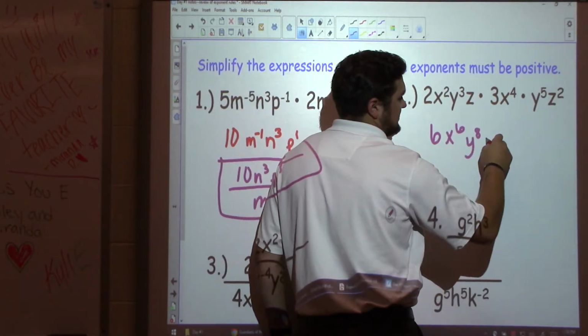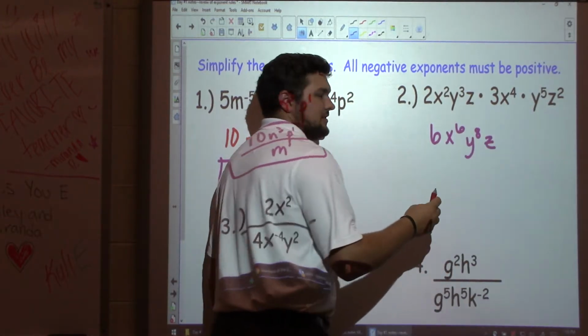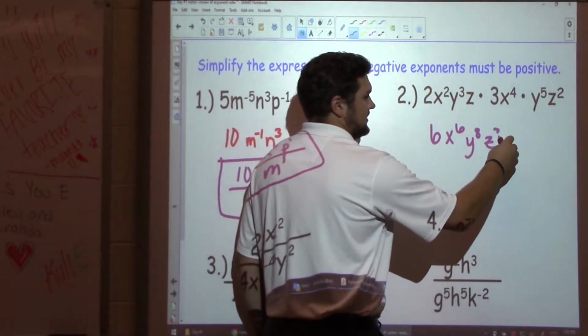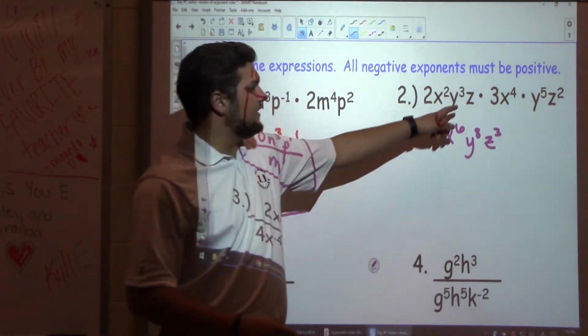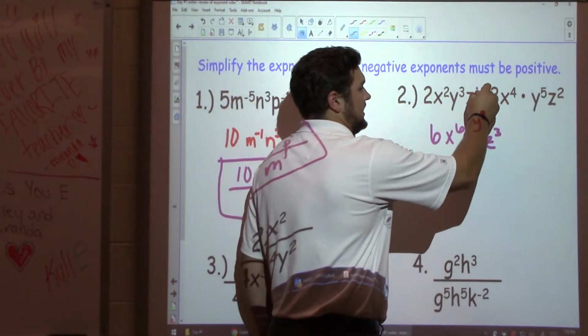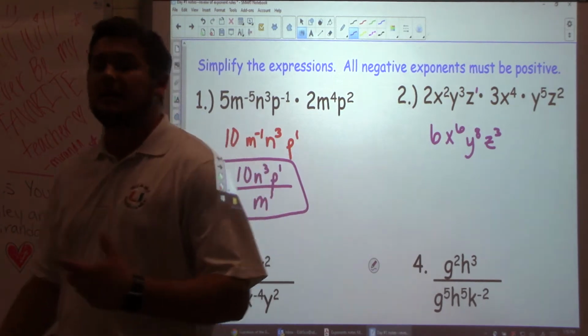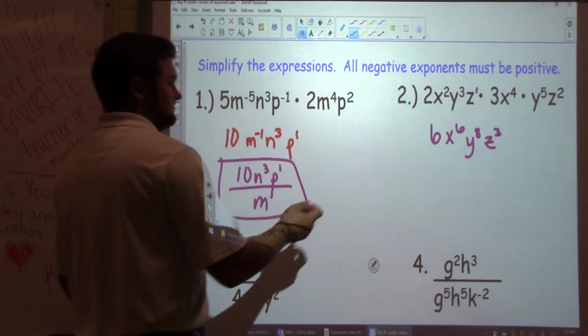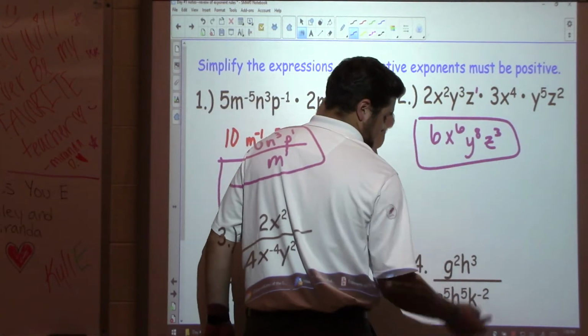Z times z squared. What is that going to equal? Z to the third. Why is it the third? It's a 1, right? If there's an exponent that's not there, just z or just x or just y, that means to the first power. So when I add my exponents, 1 plus 2 will give me 3. Okay.